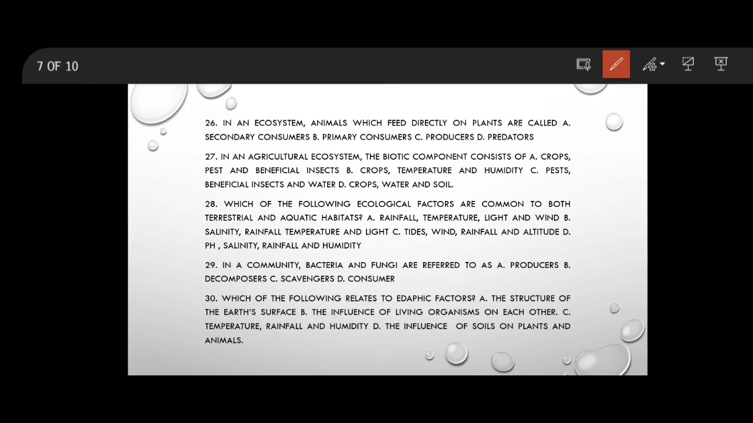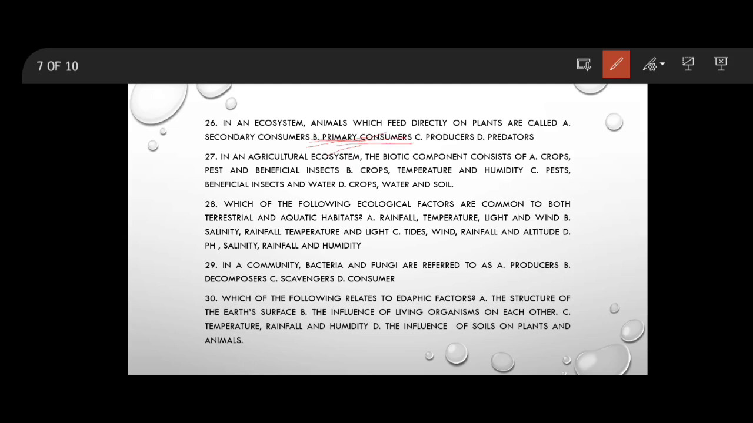Okay, in an ecosystem, animals which feed directly on plants are called dash. They are the primary consumers. Those that feed directly on primary consumers are called secondary consumers. Those that feed on secondary consumers are called tertiary consumers. I hope you get that. Therefore, our answer will be option B.